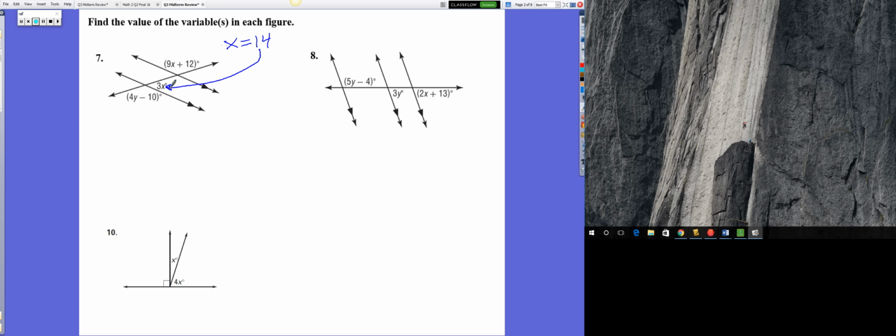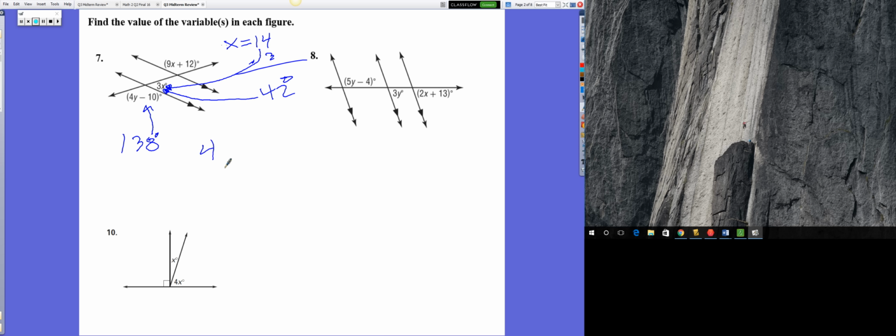Okay, now I'm going to plug that in and find the measure of that angle. So the angle says whatever x is, you triple it, 3 times x. So if I times this by 3, this angle is 42 degrees right here. Okay, now if that's 42, I know that this one has to be 180 minus 42. And 180 minus 42 is 138. So this has to be 138 degrees.